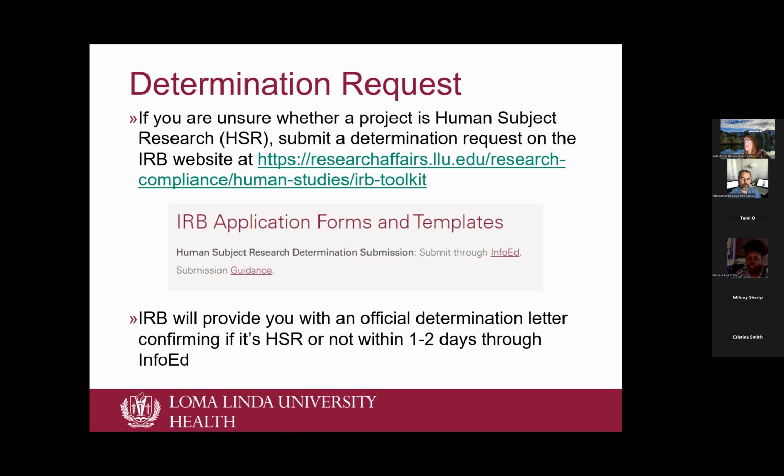The other thing that we do suggest, again, even if you are not sure, you think maybe this is not human subjects research, but you might be considering publishing your results later down the road. A lot of your publishers are actually going to ask you for official IRB determination that your study was not human subjects research. So it is good for you to still go ahead and go through this process.